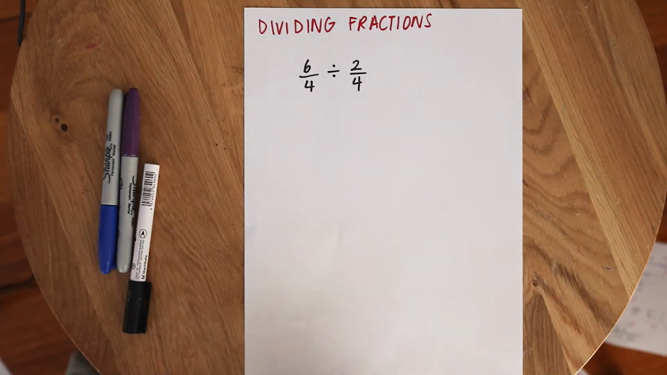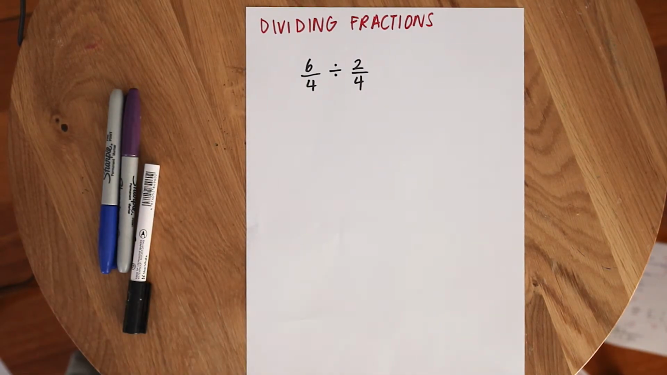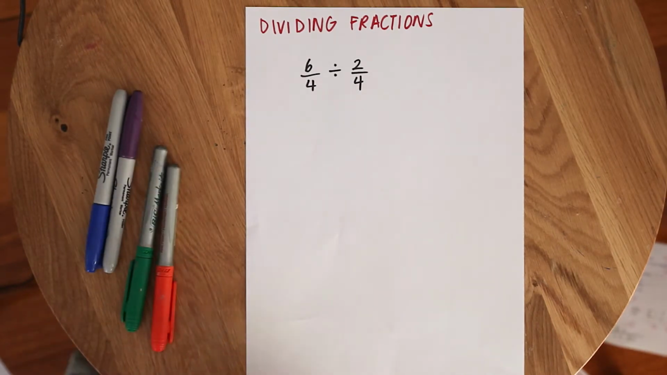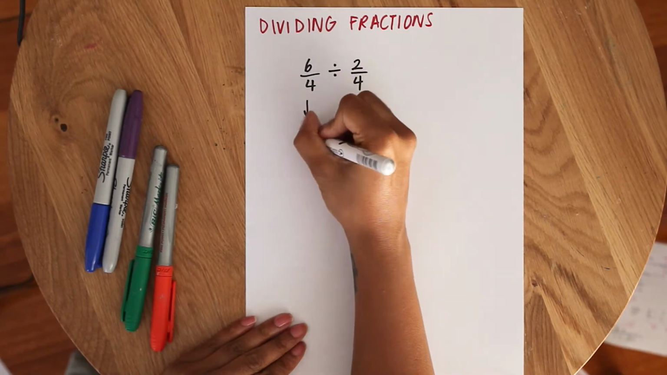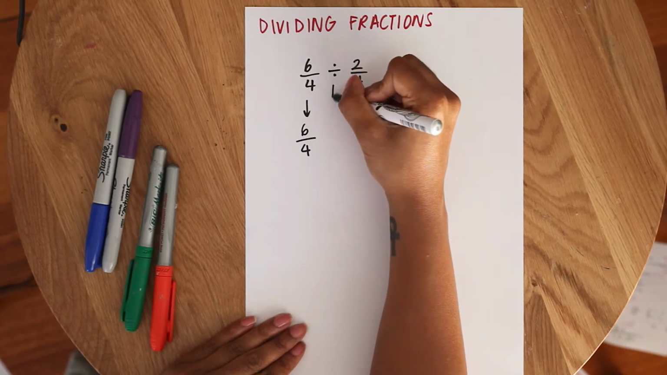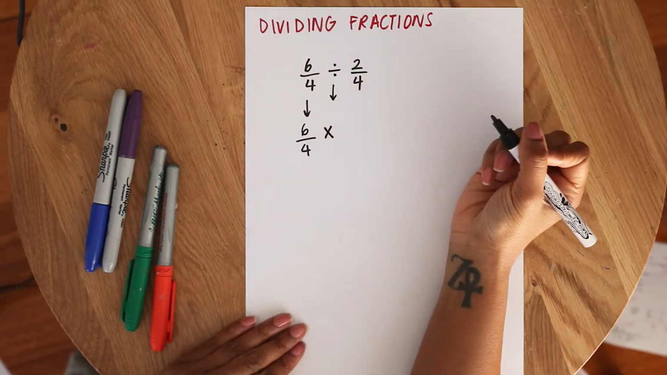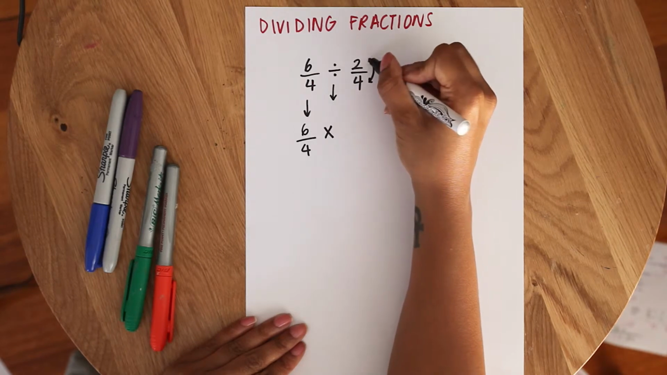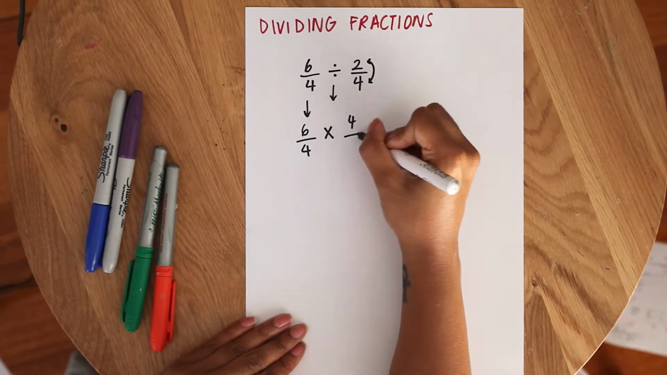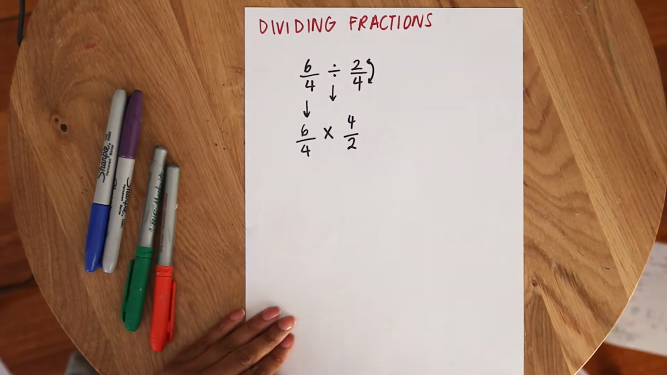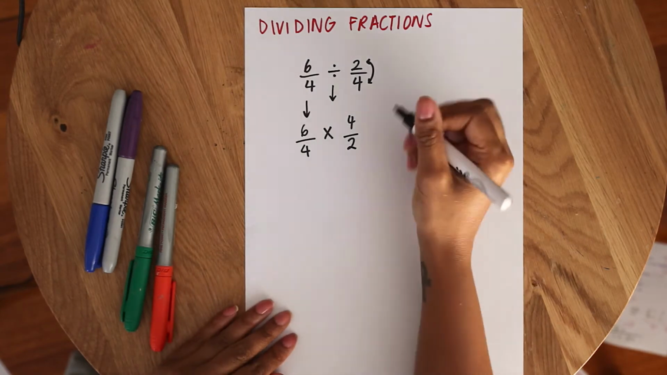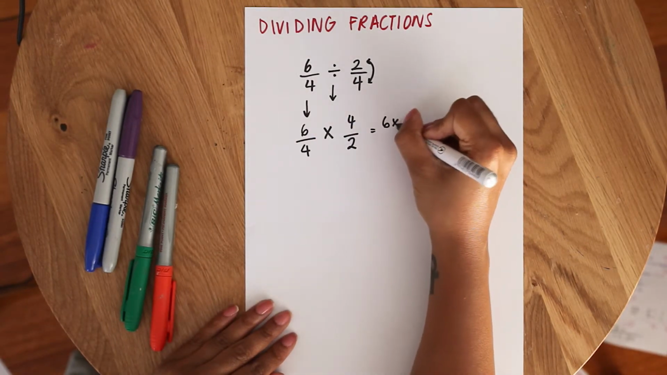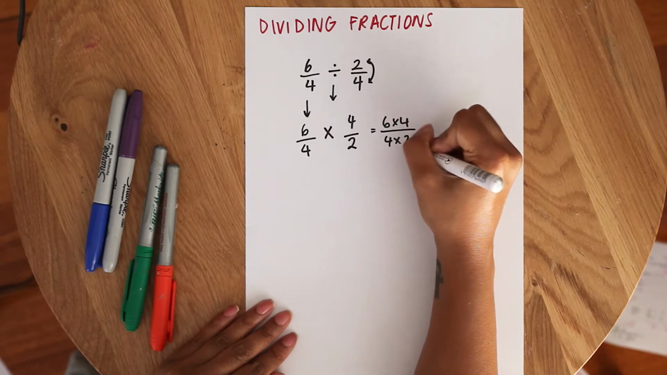So firstly, with dividing fractions, there is one additional step, and that's basically to rewrite our question. And this is how we're going to do it. We're going to write our first fraction down first, so 6 over 4. We're then going to change that into a multiplication symbol, and we are going to flip this one. So we're going to write that as 4 over 2. Now all we do is the exact same process as we just did with the multiplication sum, because now it is the multiplication sum. So 6 times 4 and 4 times 2.